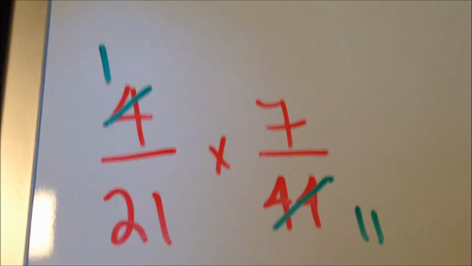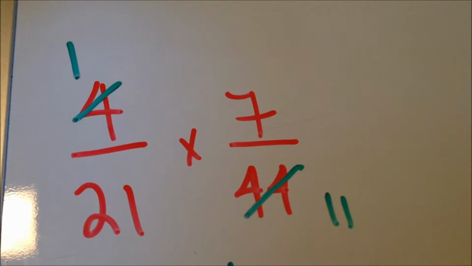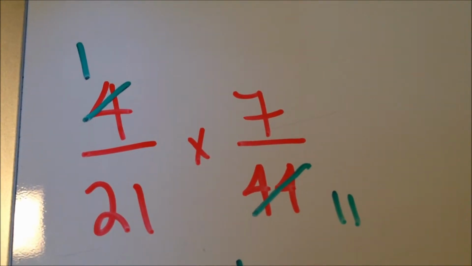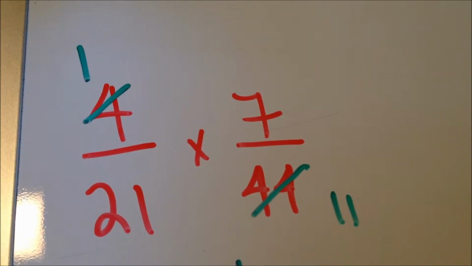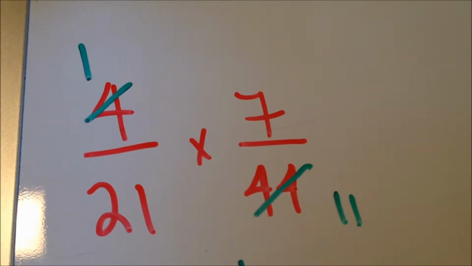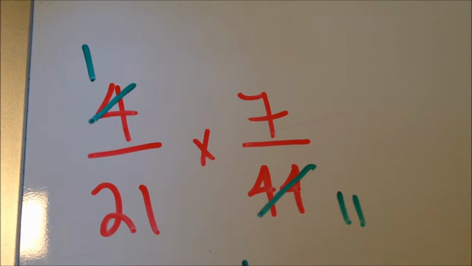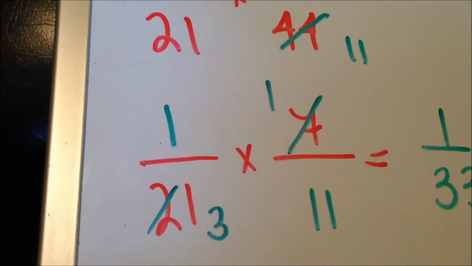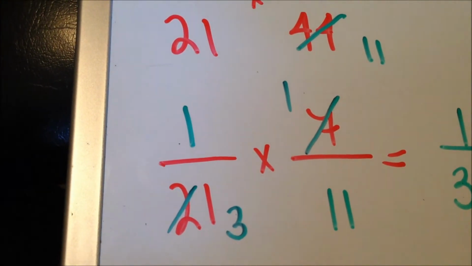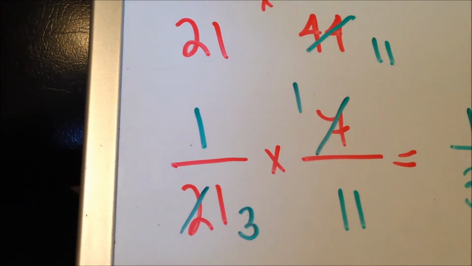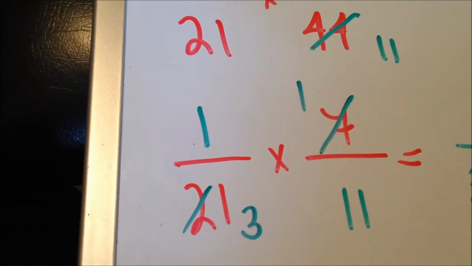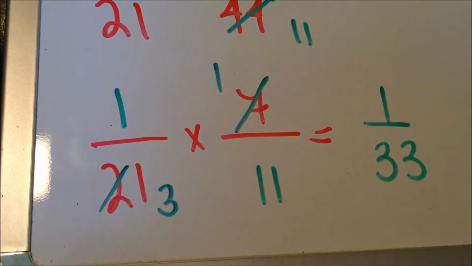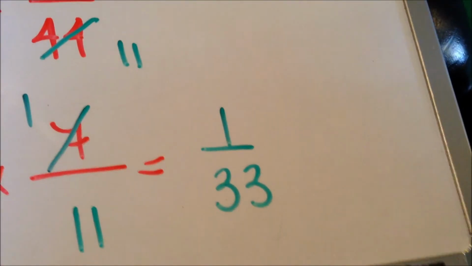So let's start by cross-reducing 4 and 44. 4 and 44 are both divisible by, well, they're divisible by 2, but the GCF between the two is 4. So divide 4 by 4 and 44 by 4. So we end up with 1/11, so that's lowest terms. We can also cross-reduce 7 and 21. 7 and 21 have a common factor of 7, so 7 divided by 7 is 1, and 21 divided by 7 is 3. So our final answer would be 1 times 1 over 3 times 11, so 1/33.